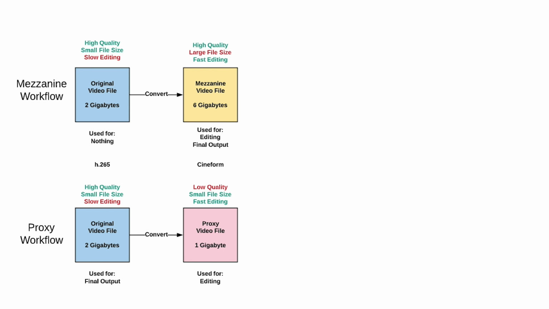In the mezzanine workflow, you're going to use the mezzanine video file that we converted for both editing and final output. And the original file is going to be used for nothing. Because we've made a full quality copy into a different codec, we can technically trash the original files because we're doing everything on the mezzanine high quality file.